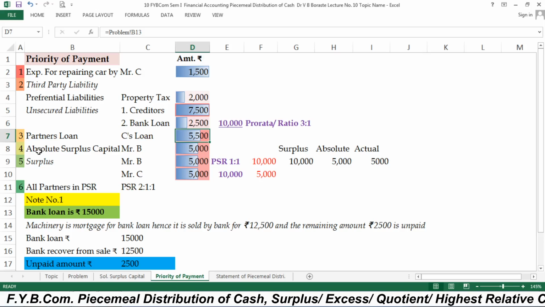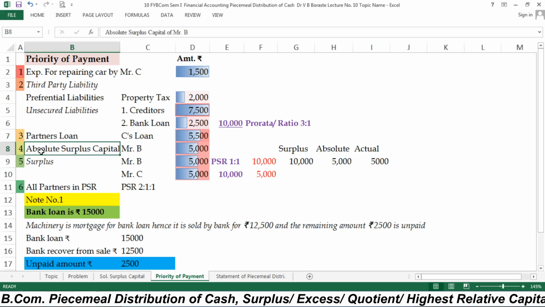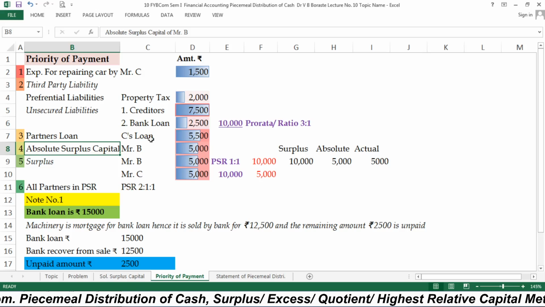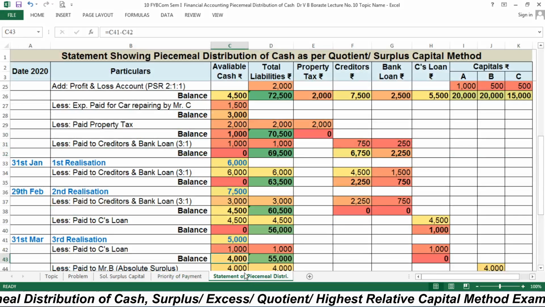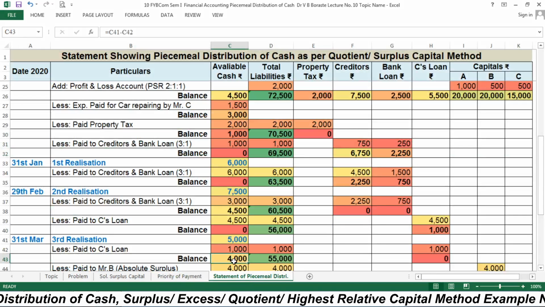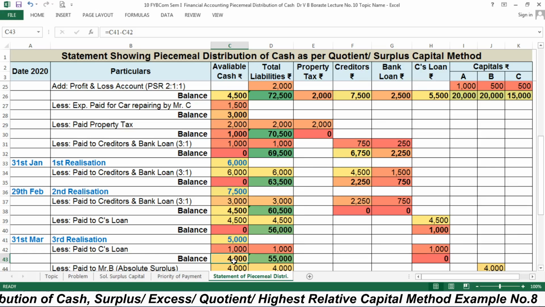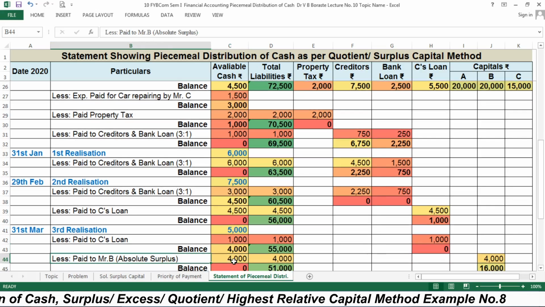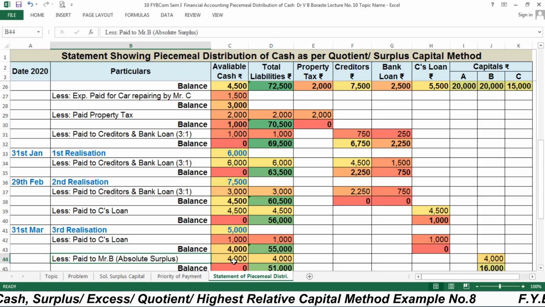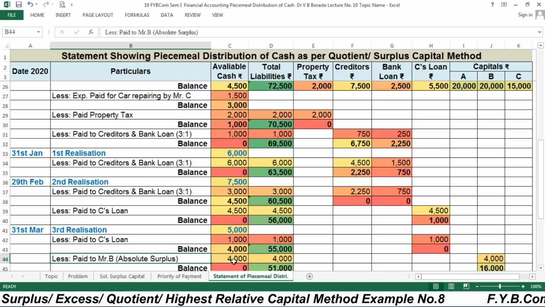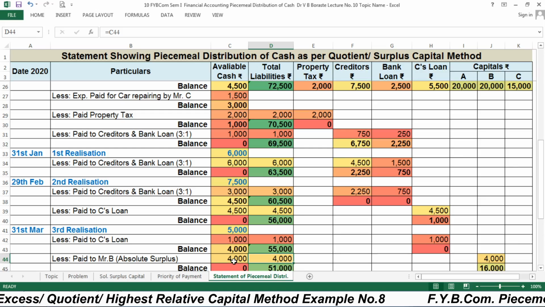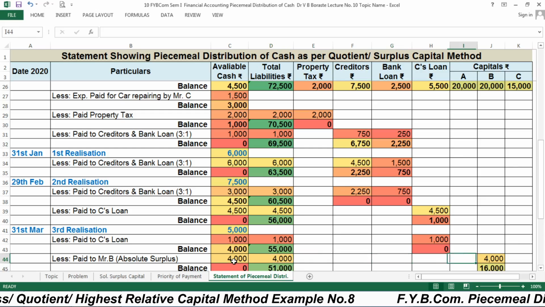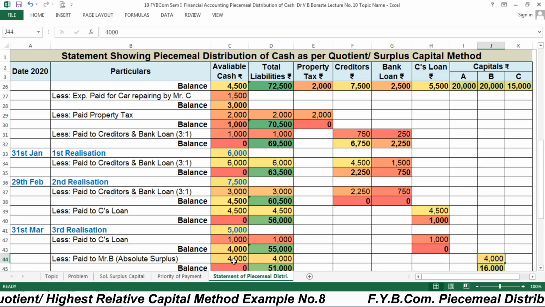Our next liability or next priority is absolute surplus of Mr. B, that is 5,000. But we don't have 5,000, we have only 4,000. So we will distribute 4,000 totally to Mr. B as an absolute surplus. So in the particulars column, less paid to Mr. B, that is absolute surplus. Total cash will be reduced by 4,000, total liability will be reduced by 4,000 and in the column of Mr. B only, we write down 4,000.